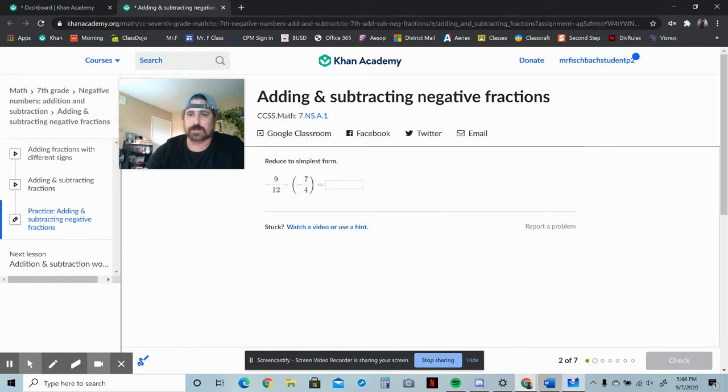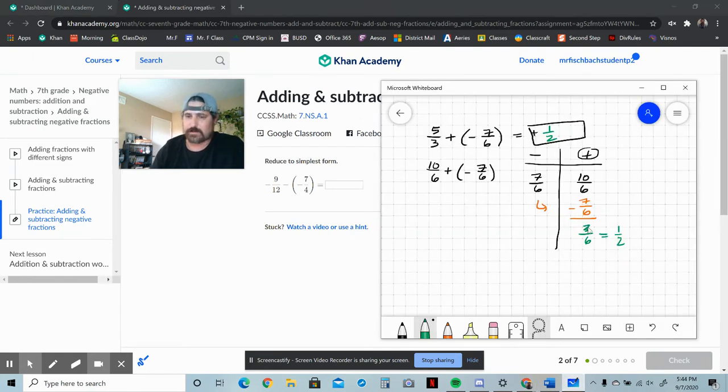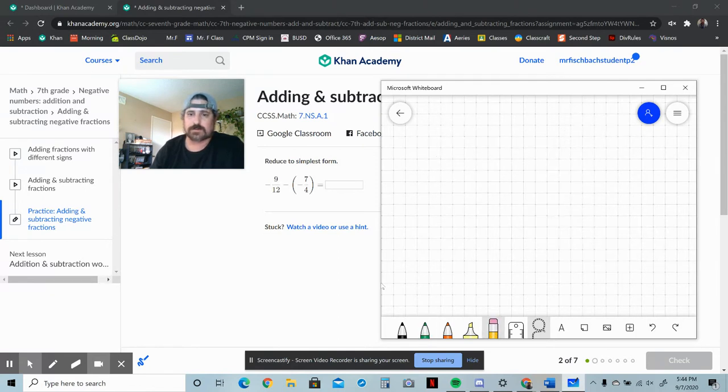So we're going to jump in there and do this one. I'm going to erase the previous problem. This one's going to be negative 9/12. So this is negative 9/12. Take away a negative 7/4. First thing is to make a common denominator. So let's make them both into 12ths. This is negative 9/12. Take away negative.